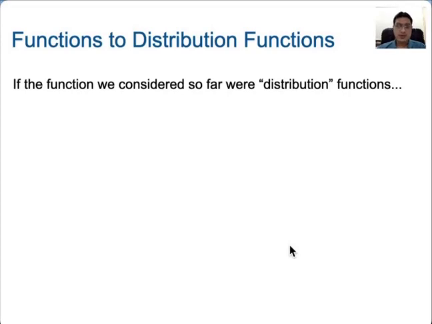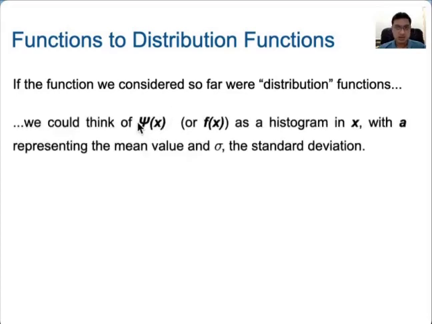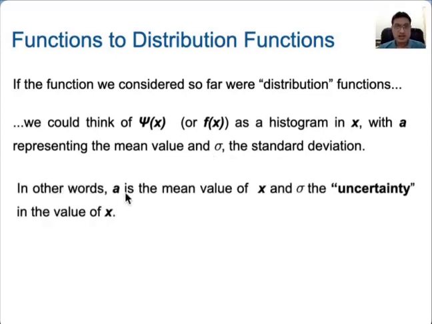So this is the general reciprocity relation for delta k, delta x. And now we have to try to understand the meaning of delta k and delta x. And now we have to go from functions to the distribution function. So let's say the function we have considered so far is the distribution function. Okay, so think about psi of x or f of x as a histogram in x, with a representing the mean value and sigma representing the standard deviation. I hope that you know the meanings of standard deviation and the mean value of a distribution function. Then we can say that a is the mean value of x and sigma is the uncertainty in the value of x.